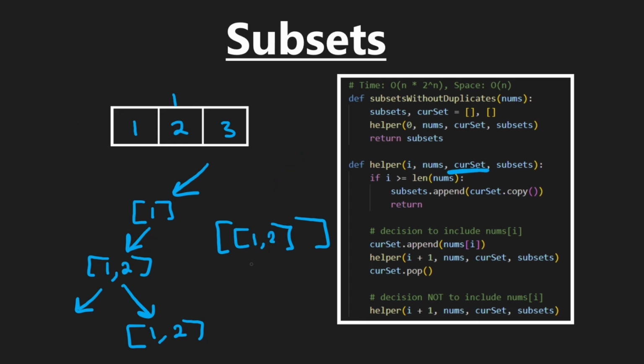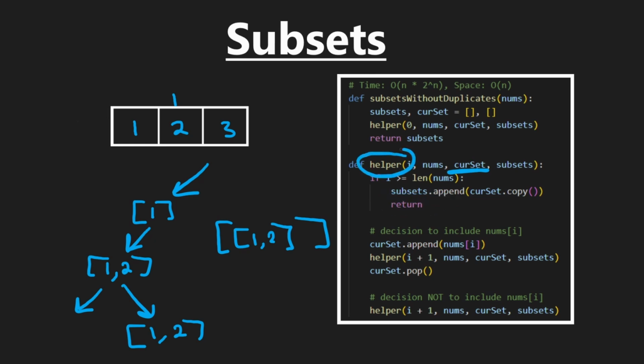So what we actually want to do is not add the exact same reference to this array, but we want to create a copy of this array. So that's what we're doing here. We're creating a copy of the current set before we add it to the subsets result. And then after that, we're just returning.